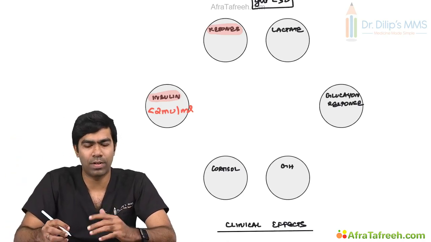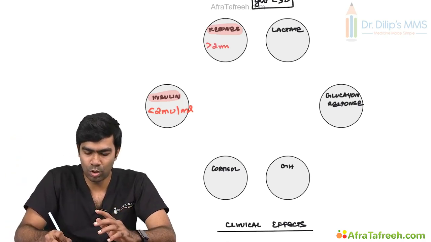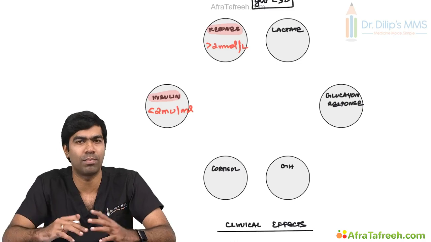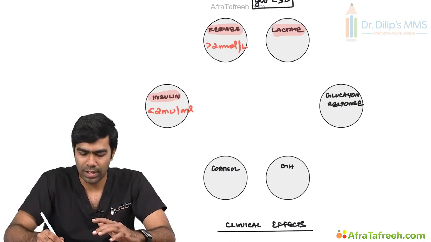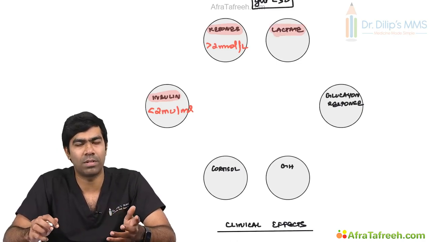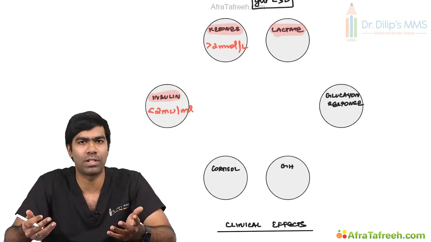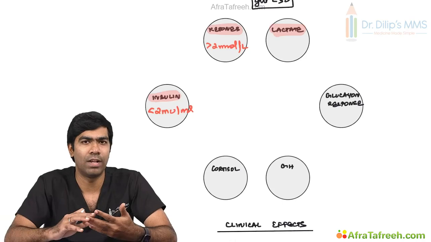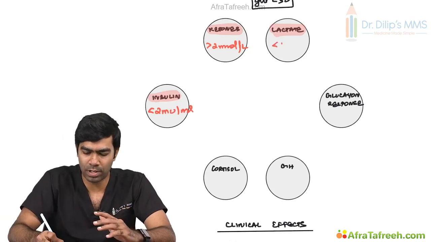Definitely ketone body production will be appropriately increased to more than 2 to 2.7 millimoles per liter. Even though the values vary, the concept is important here. And the lactate production will be suppressed, because even though lactate is produced from the muscle, it will be utilized by the liver for gluconeogenesis. So it will be appropriately suppressed to less than 2 millimoles per liter.